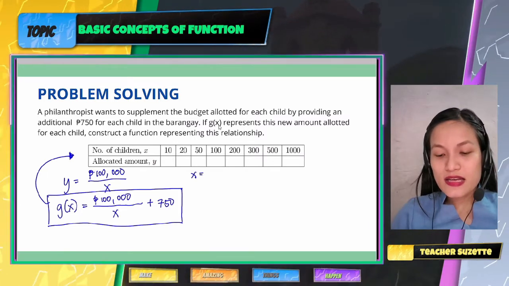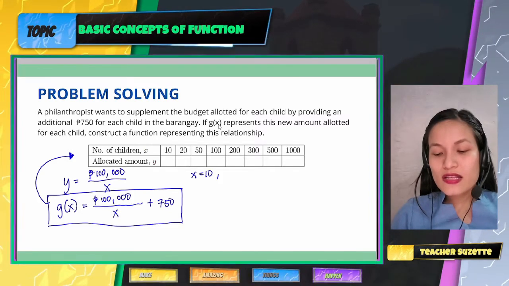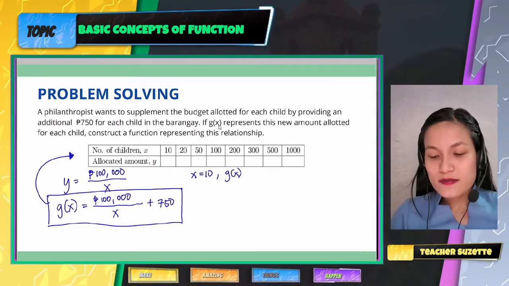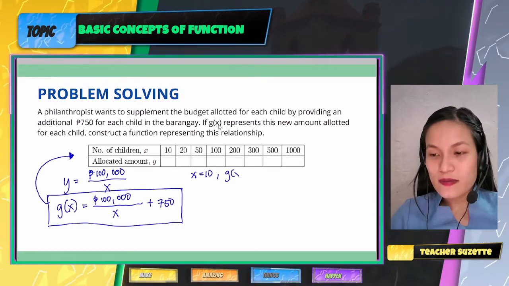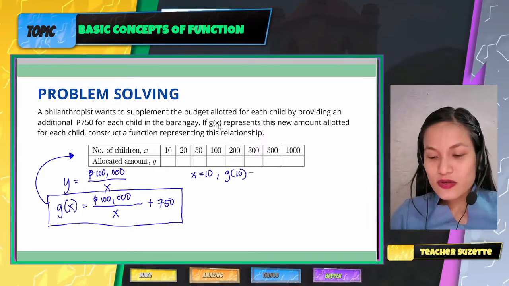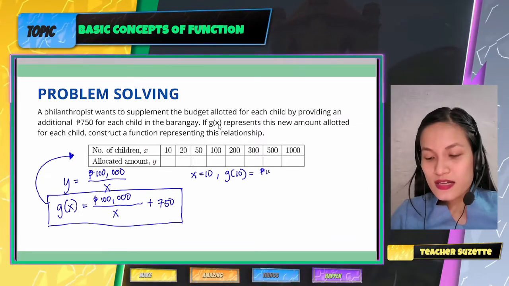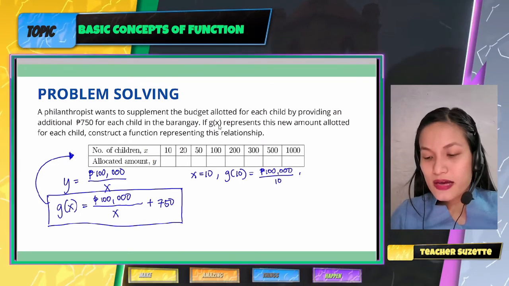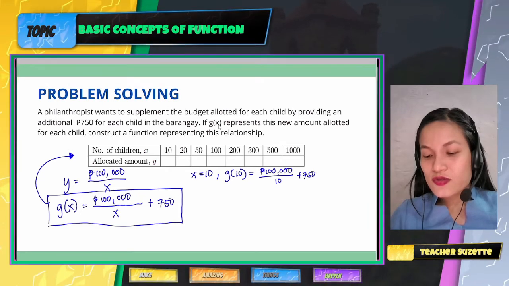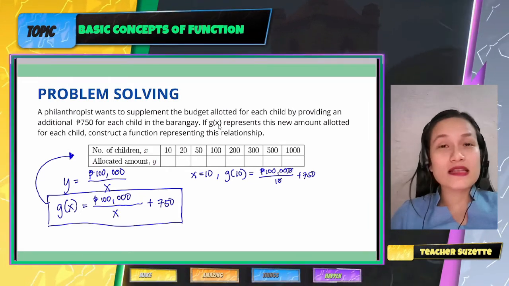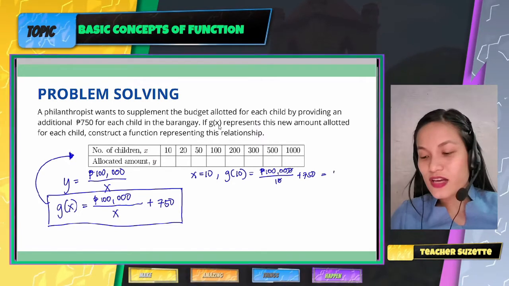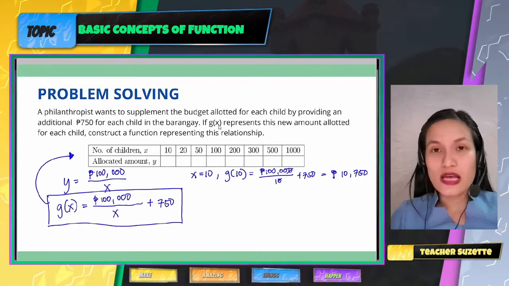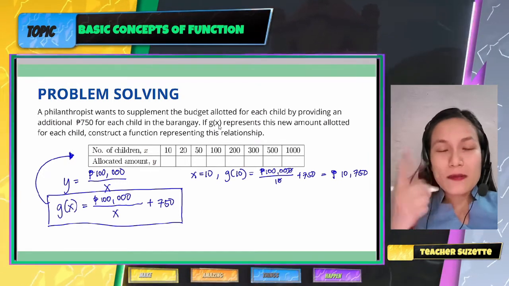Halimbawa, your x is again 10. So, gamit na yung ating bagong equation. So, you have the g of x, or magiging 10 na yan. Yung x mo na ay magiging 10. G of 10 is equal to 100,000 over 10 plus 750. So, therefore, makakancel natin yan. That is 10,000 plus 750. So, makare-receive ng bawat estudyante ay 10,750 pesos. So, kung paano naman pag 50?